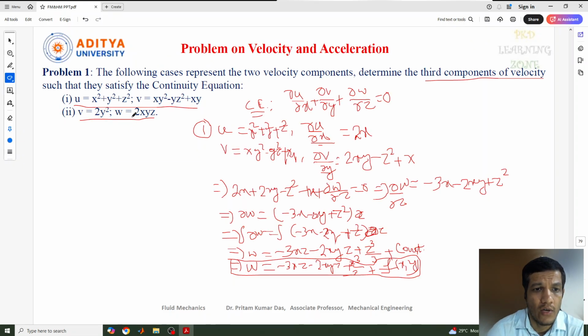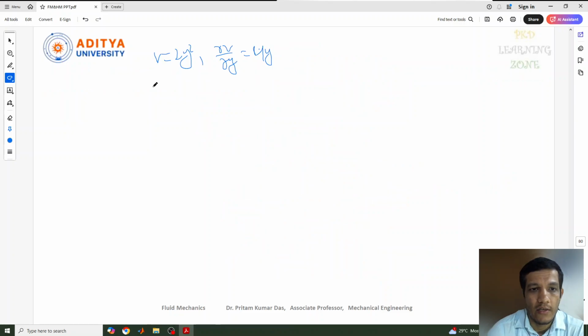Similarly, what is the second value? w equal to 2xyz. Again, simply we can take the derivative of this, del w by del z, the velocity w with respect to the z direction. If you take the derivative of this, we will get only 2xy. Okay, so this is the value. Now these two values we can put in our continuity equation.